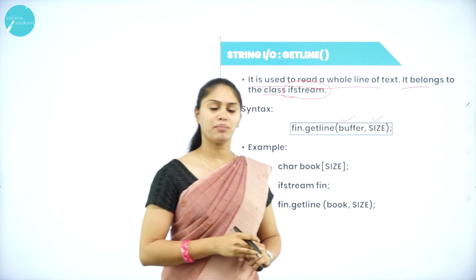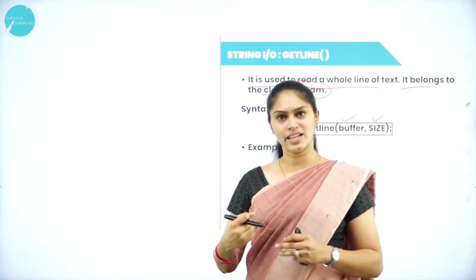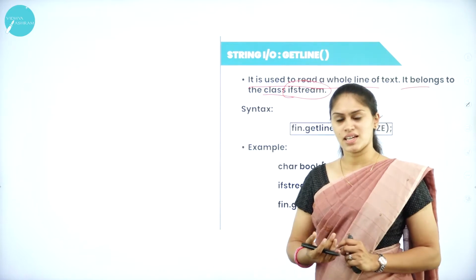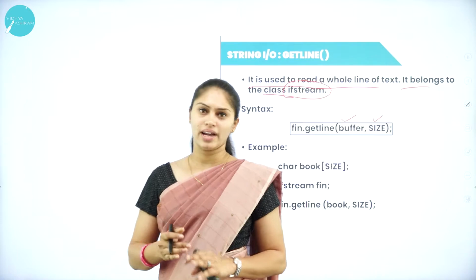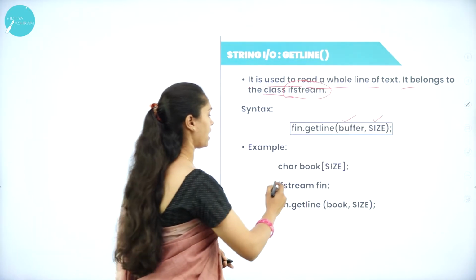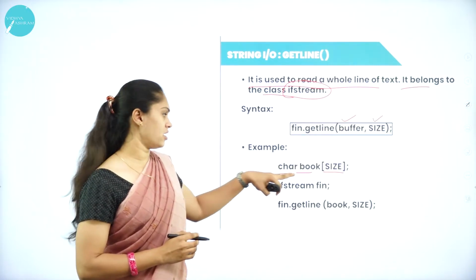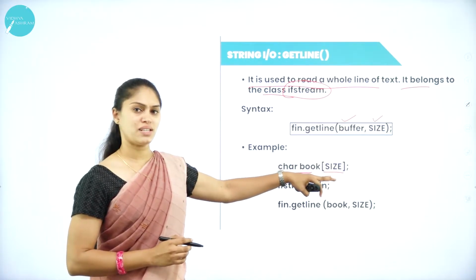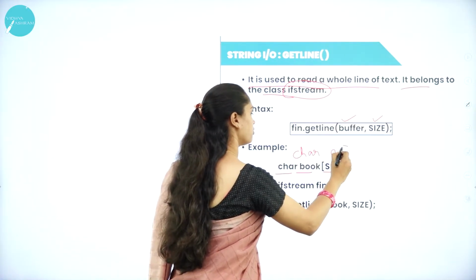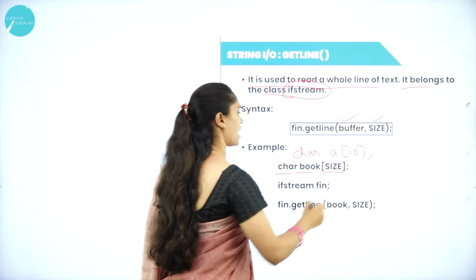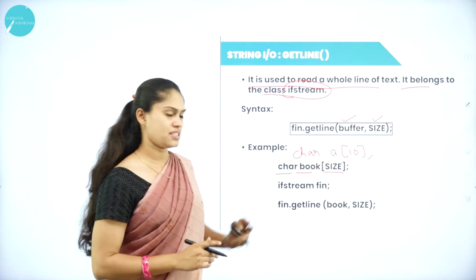What does this buffer mean? Buffer is a temporary storage. It is going to hold the data which is necessary for the processing. Then size specifies the number of bytes which is required. Getting? So you can see here I have one example, char book of size. I am creating one variable called book and I need to specify the size. Let me take one example, char a of 10. I am creating one variable called a and the size is 10.